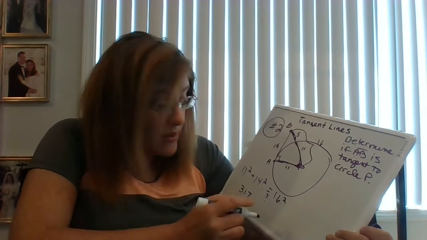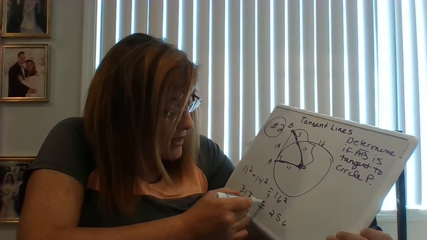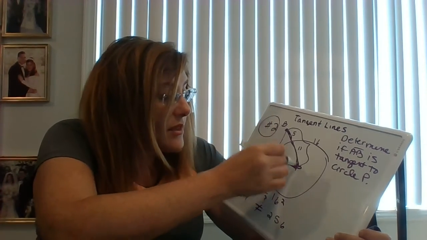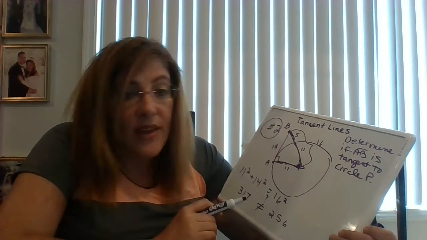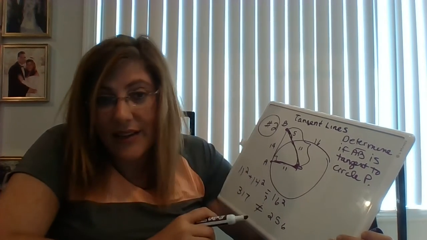16 squared gives us 256. So they're not equal. If they're not equal, there's no way that this can be a right triangle. If this is not a right angle, this is not a tangent.